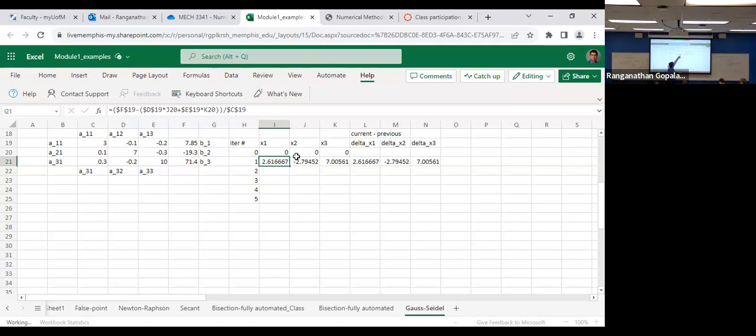So I want you to try the formula for J21. If you are able to get the formula right, you will get minus 2.79452, which means you have implemented it correctly. So try this.